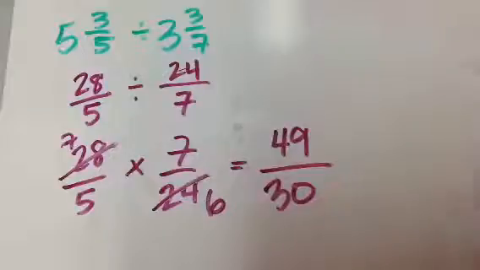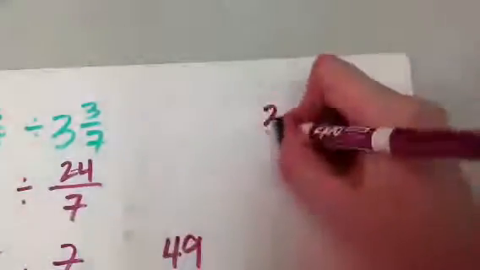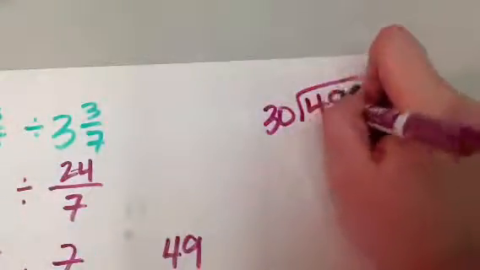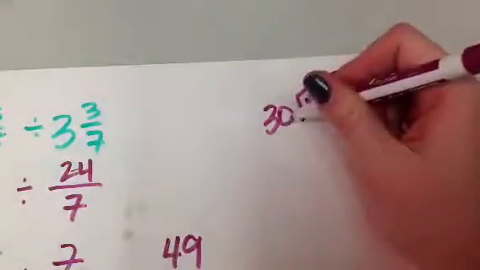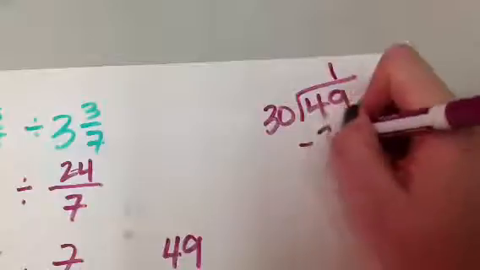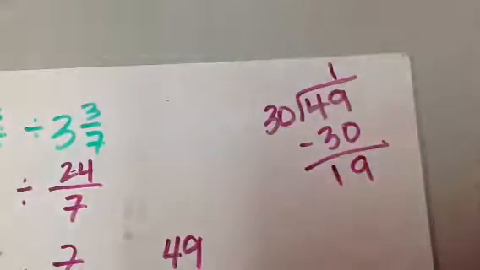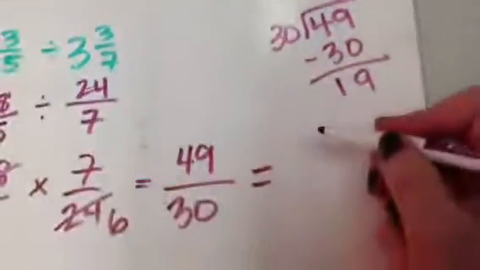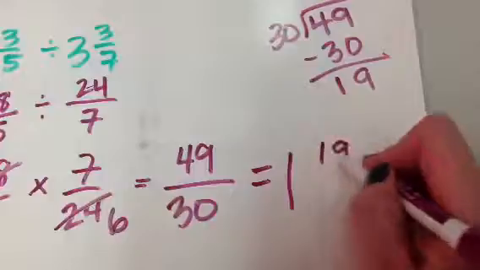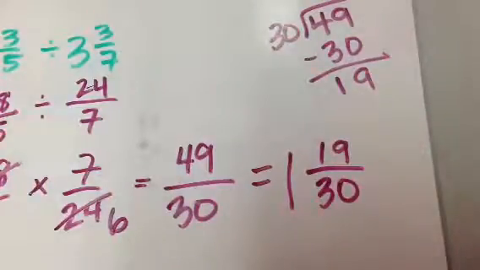And my answer is no, it's not, right? The 49 is larger than the 30. So I have to come up here. I'm going to do 30 into 49, okay? I know 30 times 2 is 60, so that's more than 49. It's only going to go in once. So then I'm going to subtract, and I have 19 left, okay? So come down here and I'll write it as a mixed number, 1 19/30, okay?